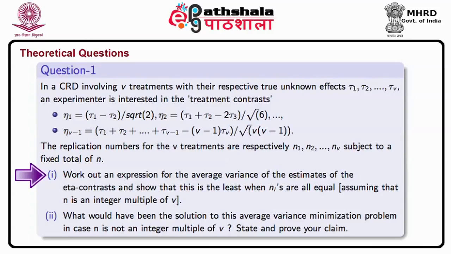If the number of observations is an integer multiple of the number of treatments, then for estimation of the average variance of the eta contrasts mentioned above, the least average variance will come when the n i's are all equal. The second question is, what would have been the solution to the average variance minimization problem in case small n is not an integer multiple of v? State and prove your claim. So these are the two questions given under question number 1.